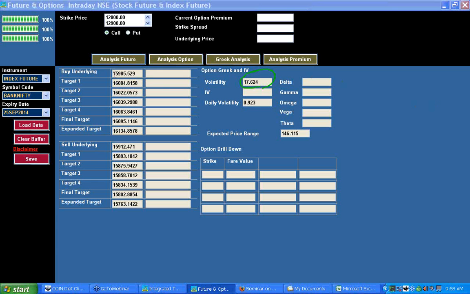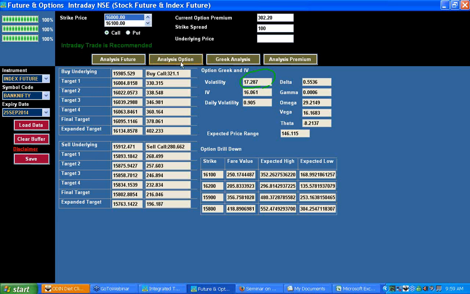Now it is saying that above 15,985 we are in an uptrend, below 15,912 we are in a downtrend. Taking this as a reference, let me choose the 16,000 call option and analyze. The 16,000 call option, currently at 302, is telling me to purchase at 321, keeping a stop loss of 280, and this is my target.